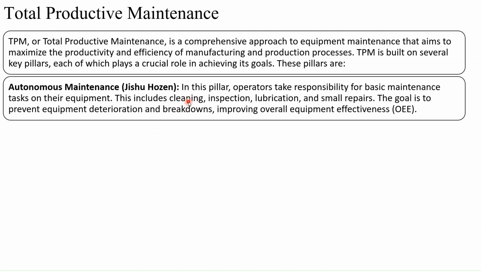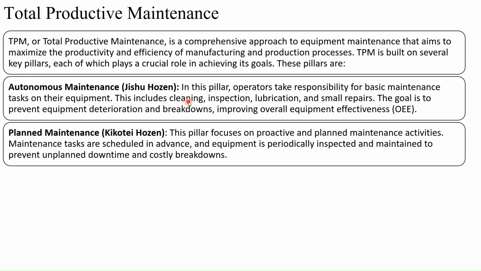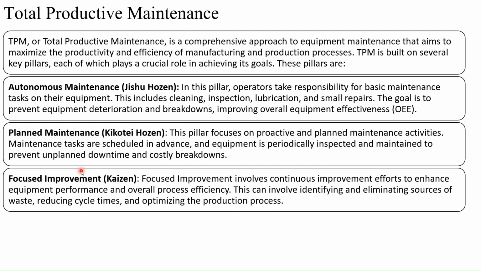These pillars are autonomous maintenance, Jishu Hosen. In this pillar, operators take responsibility for basic maintenance tasks on their equipment. This includes cleaning, inspection, lubrication, and small repairs. Planned maintenance, Kikodiai Hosen. This pillar focuses on proactive and planned maintenance activities. Maintenance tasks are scheduled in advance, and equipment is periodically inspected and maintained to prevent unplanned downtime.